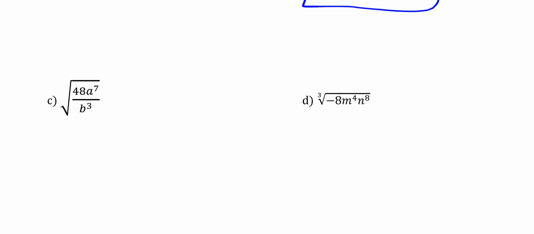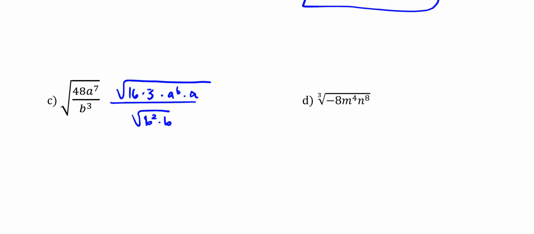Number 3 is a little bit interesting because we have 2 different things going on here. It's square roots, so we have to deal with that. And I'm going to look at the top separate from the bottom. So the denominator, I can make b squared and b. The numerator, 48, the perfect square that goes into 48 is 16, goes in 3 times. A to the 6th and a.